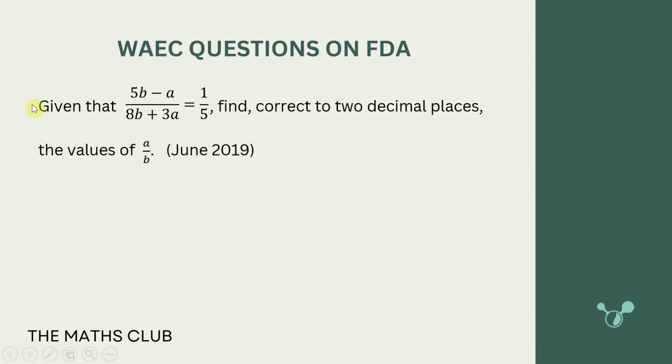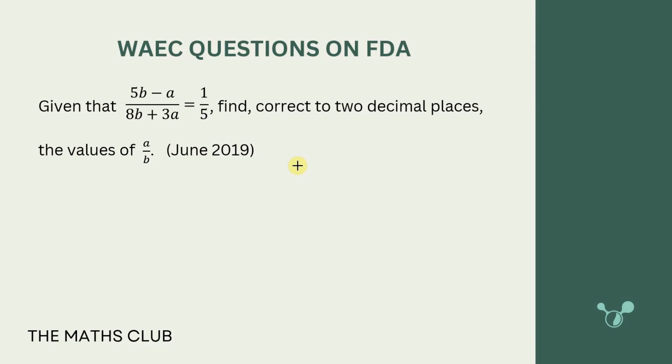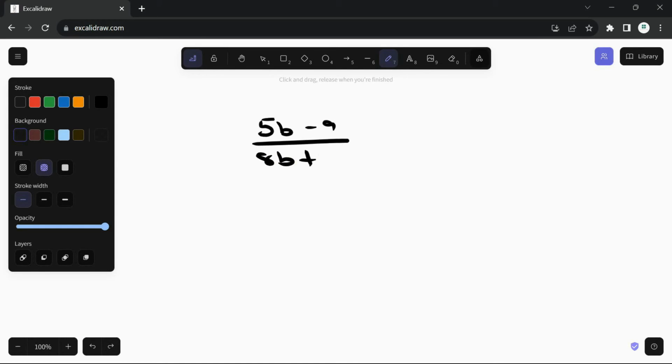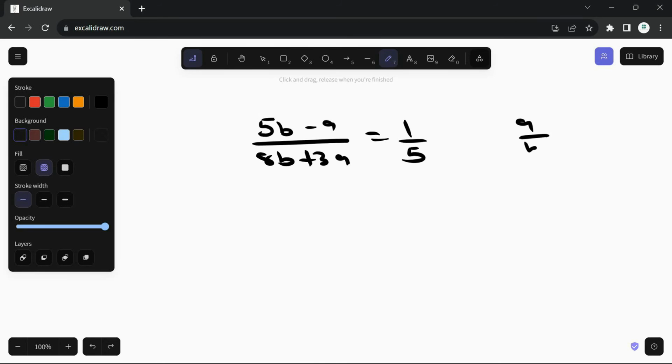So this question says that given that (5b - a) all over (8b + 3a) is equal to 1 over 5, find, correct to 2 decimal places, the value of a over b. So let's go. So we have 5b minus a all over 8b plus 3a is equal to 1 over 5. So it says we should find a over b to 2 decimal places, right?